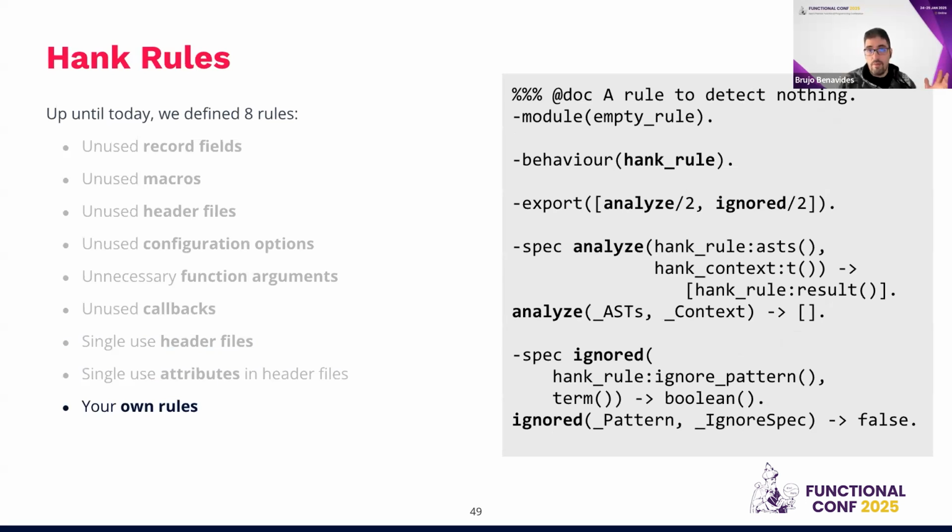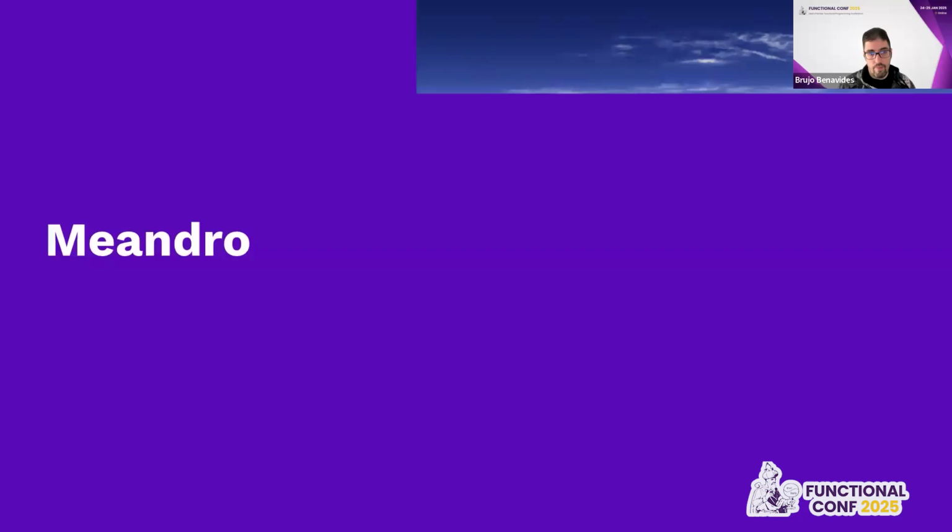And you can then add your own rules by implementing the Hank rule behavior as you see on the screen. The behavior has only 2 attributes, one to analyze the files, provided an AST with the context, and one to allow users to specify the warnings that they want to ignore, if any.